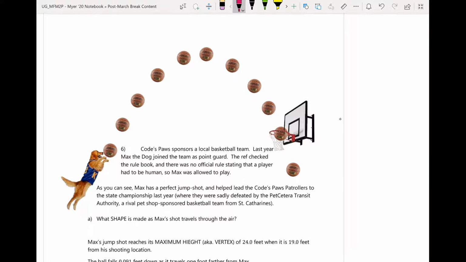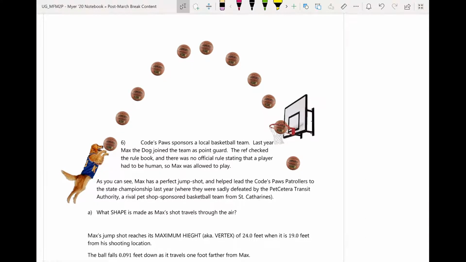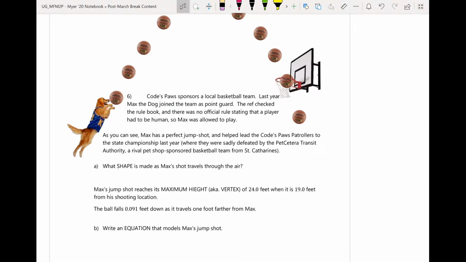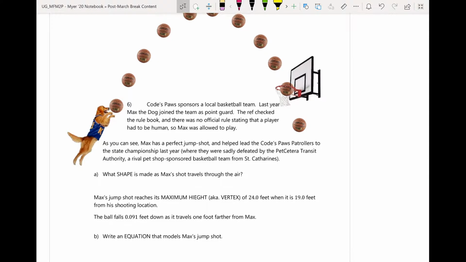All right, so Coach Paw sponsors a local basketball team, and last year, obviously, you have to have a great animal. In this case here, I have Max the dog. You have, again, probably a different dog name. The ref checked the rule book, and there's no rule against it having to be human, so Max was allowed to play, just like in the awesome movie Air Bud. There's also one about a monkey playing called Most Valuable Primate, MVP. Anyway, as you can see, Max has a perfect jump shot and helped to lead Coach Paw's Patrollers to the state championship last year.